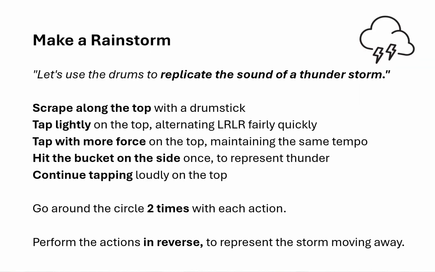Next activity, we make a rainstorm. Let's use the drums to replicate the sound of a thunderstorm. Scrape along the top with a drumstick. Tap lightly on the top, alternating left, right, fairly quickly. Tap with more force on the top, maintaining the same tempo. Hit the bucket on the side once to represent thunder.